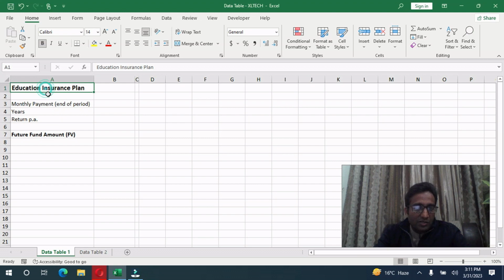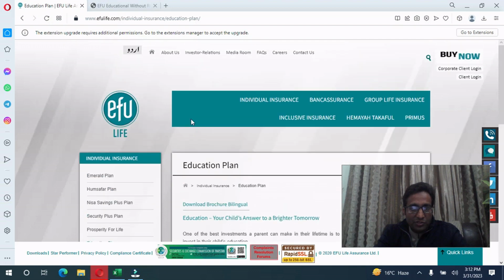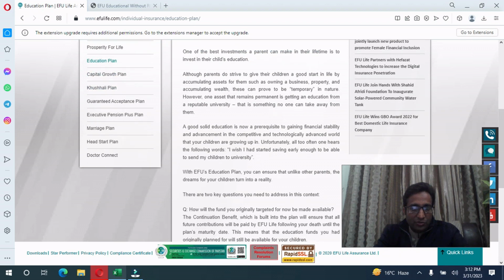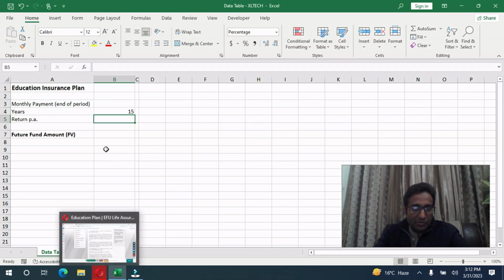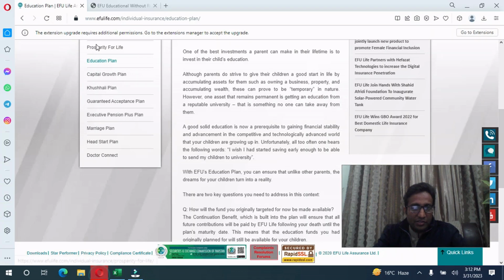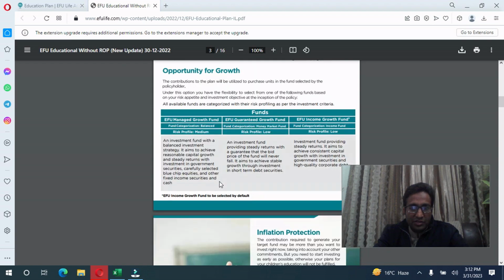Let's assume that we are going to buy an educational insurance plan from EFU Life Insurance Limited, and this plan assumes that we are going to buy it for the next 15 years. The monthly premium payment of this plan is 10,000, and the rate of return for this fund is, let's assume, 7%.